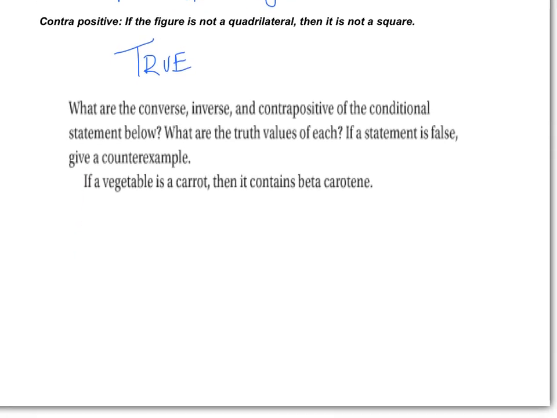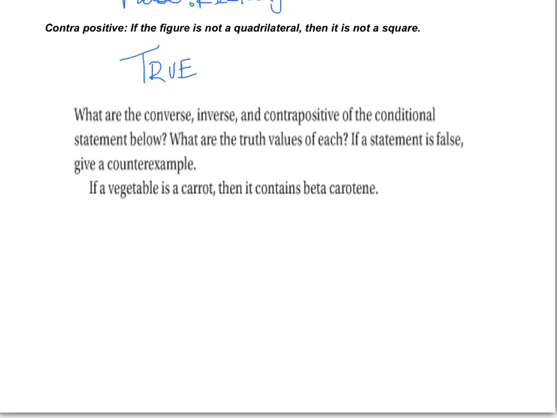All right, so here's what I want you to do to finish up. You have your WSQ, and then I want you to do the following down here with this statement. Write the converse, the inverse, and the contrapositive. Don't forget to complete that WSQ. This finishes section 2.2, part 2.